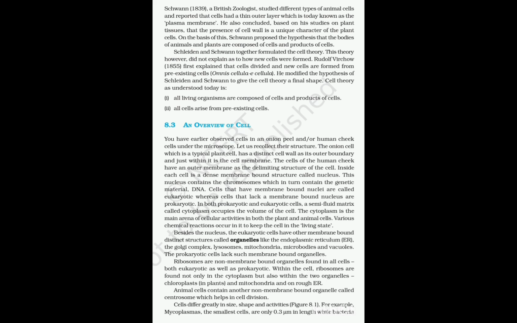They may be disc-like, polygonal, columnar, cuboidal, thread-like, or even irregular. The shape of a cell may vary with the function they perform. And here is diagram 8.1 showing different shapes of cells. Nerve cell, branched and long; red blood cell, round and biconcave; white blood cells, amoeboid; columnar epithelial cells, long and narrow; tracheid, elongated; mesophyll cells, round.